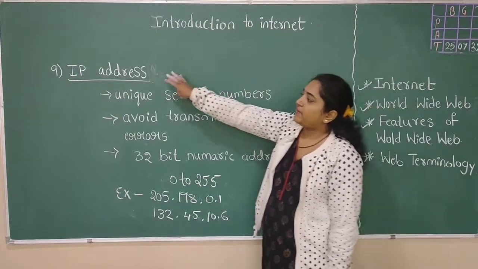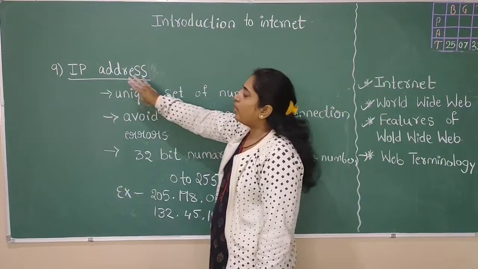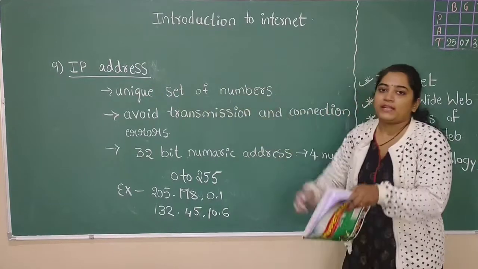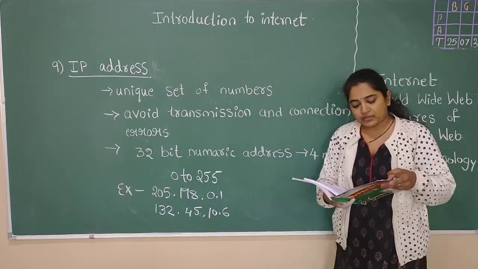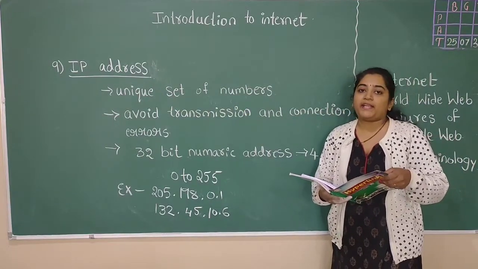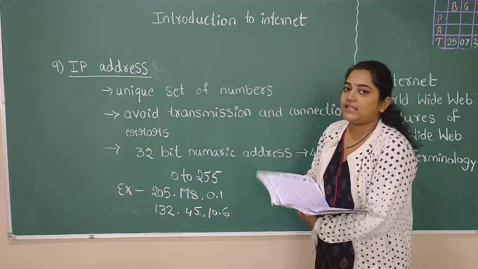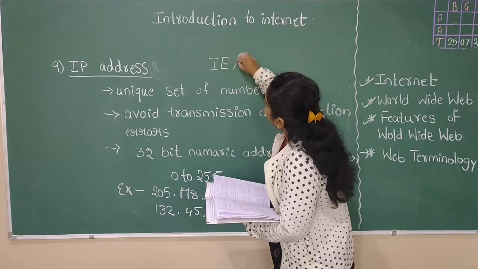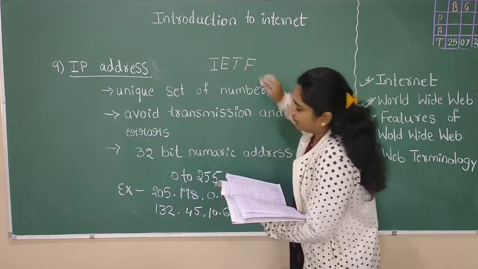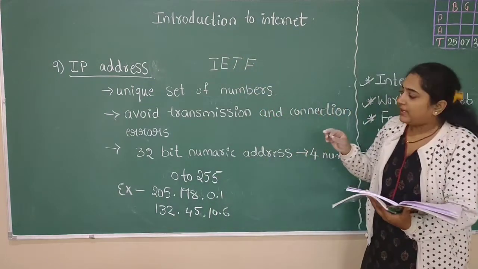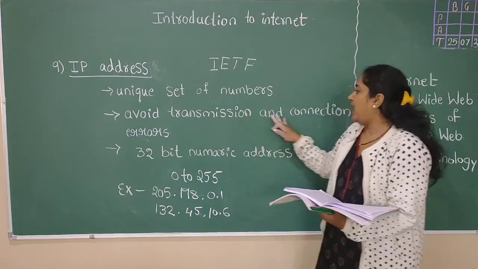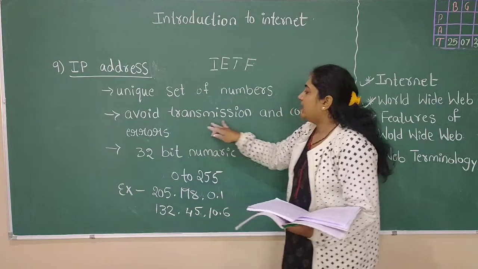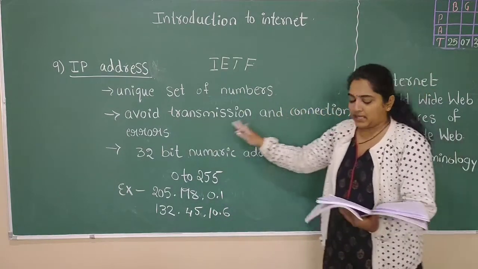So the next one is IP addresses. What is an IP address? An IP address is a unique set of numbers which is provided by IETF. It will avoid the transmission and connection errors. The IP address will avoid the transmission and connection errors.